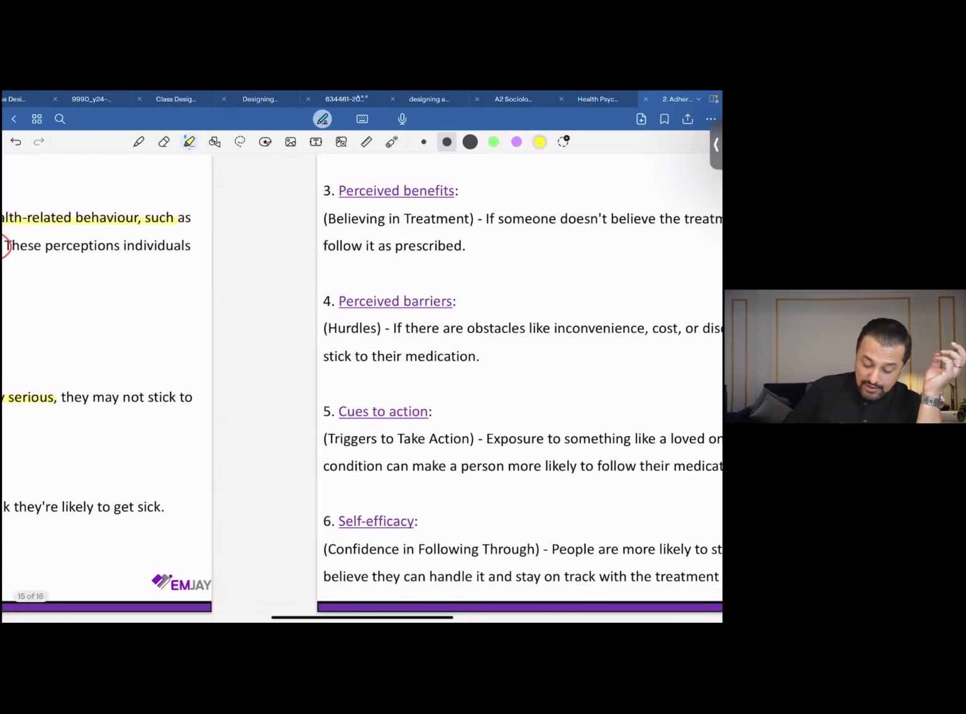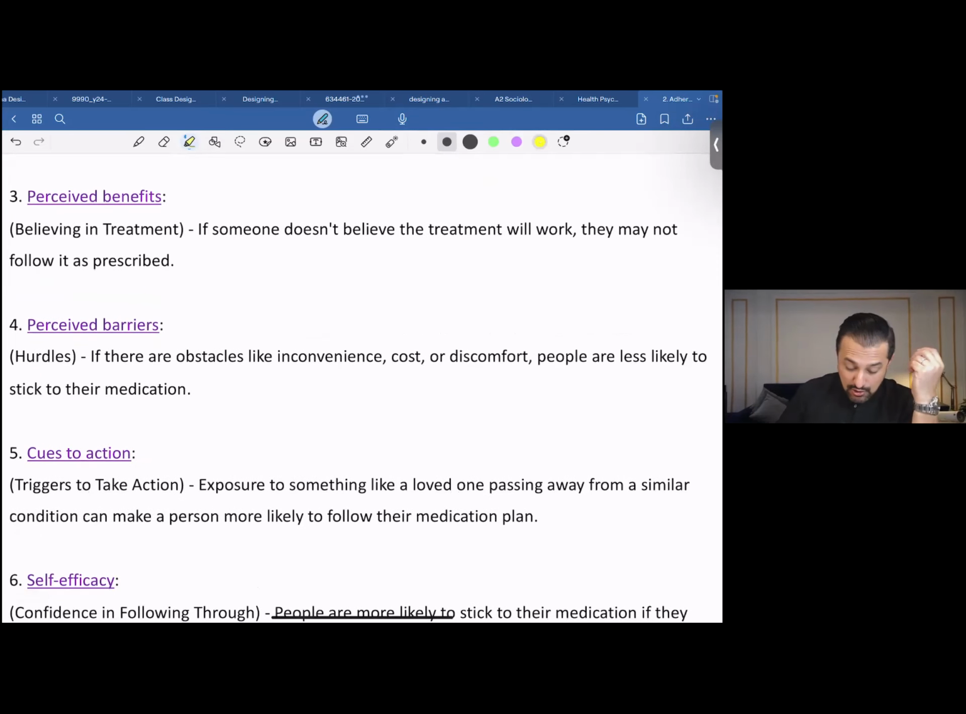Moving on to the third factor, perceived benefits, or in other words, believing in the treatment. If someone doesn't believe the treatment will work, they may not follow it as prescribed. So, if you're perceiving that the treatment that you've been prescribed might not be the right one for you, might not be the treatment that would benefit you, the likelihood of you not adhering is high.